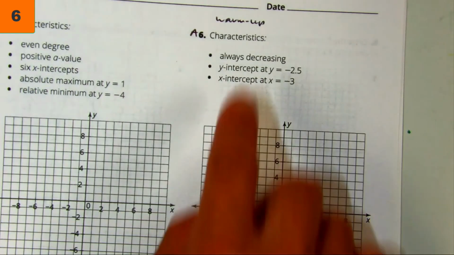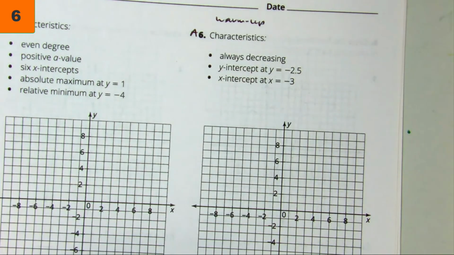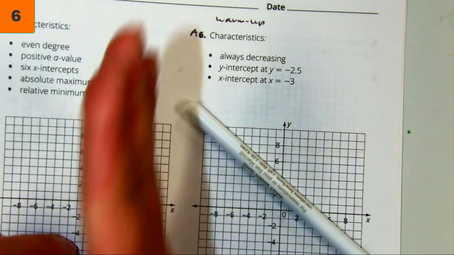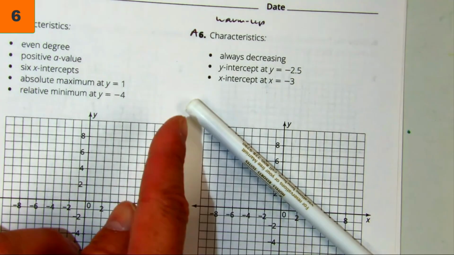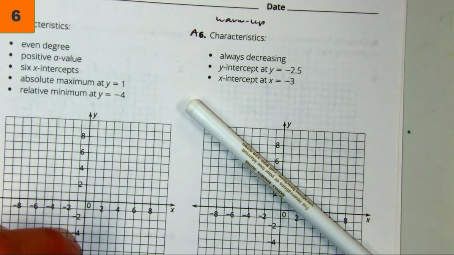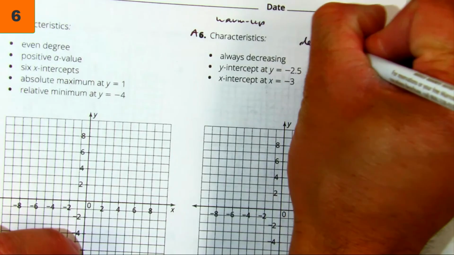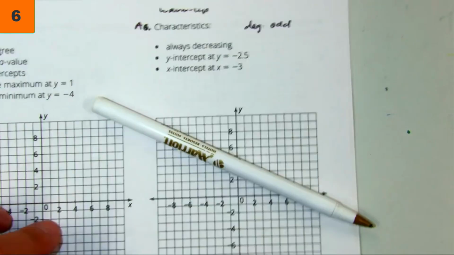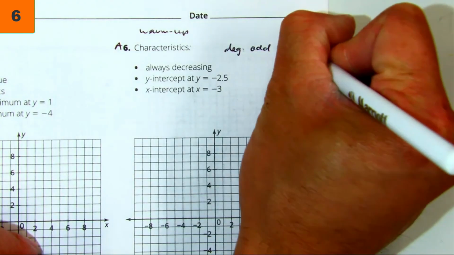Alright, characteristics. Always decreasing. Put your pencil down and show me a decreasing function. We read left to right. That means the graph going left to right is going down. Class, is this an even or an odd degree? This is an odd degree polynomial. So degree odd. Now, I know it doesn't tell us, but this is some big ideas, right? What's an odd number? 1 is your easiest.